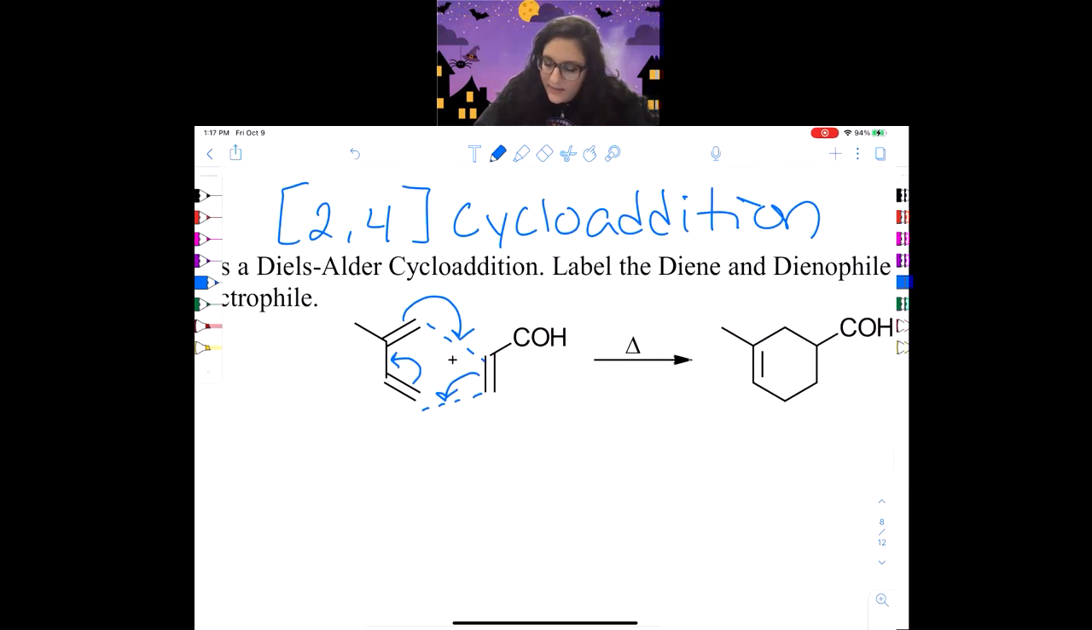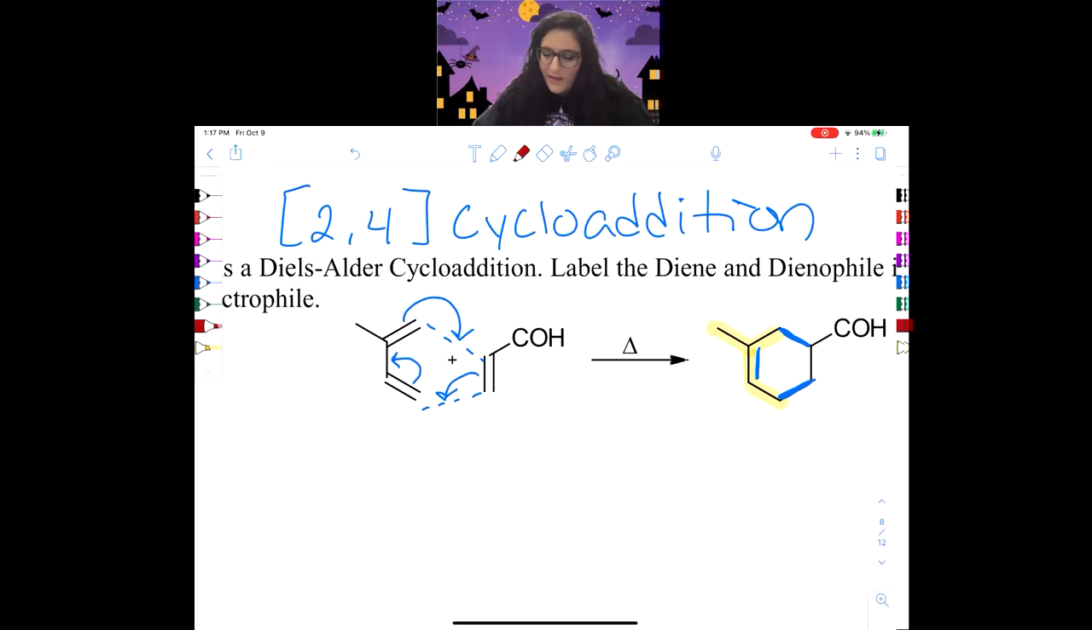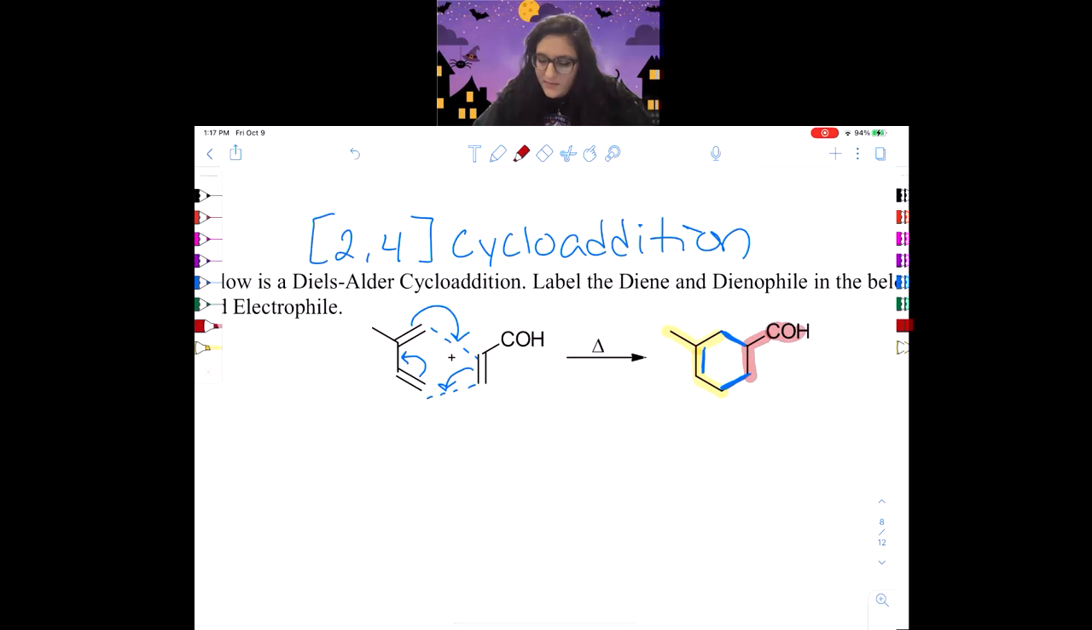And I will highlight the new bonds we made in blue. So those are the new bonds we formed with the electrons. And this was our original diene structure. And then this was the double bond we reacted it with. Any questions so far? Okay, so no one said anything yet. You can still ask if you have a question.